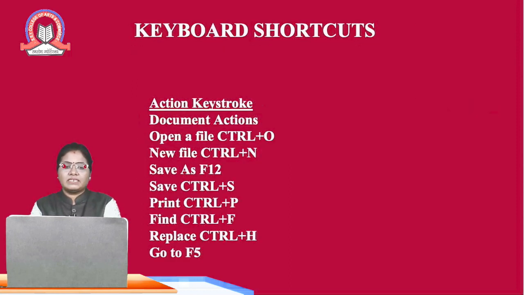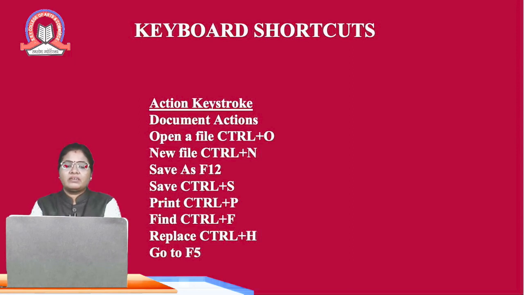Some of the shortcut keys for using Excel. Document actions: directly opening a file is Ctrl O, new file is Ctrl N, Save As, which makes another copy of a saved file, is F12, saving the file that we were working in is Ctrl S, print Ctrl P, find Ctrl F, replace Ctrl H, go to F5.